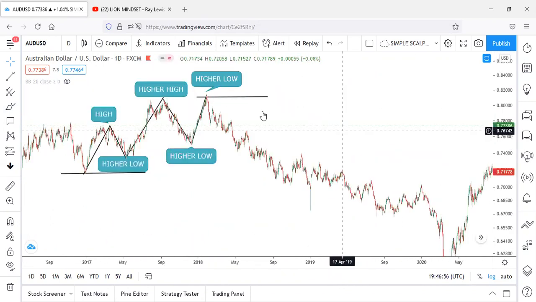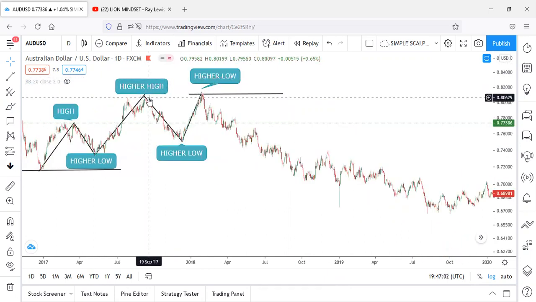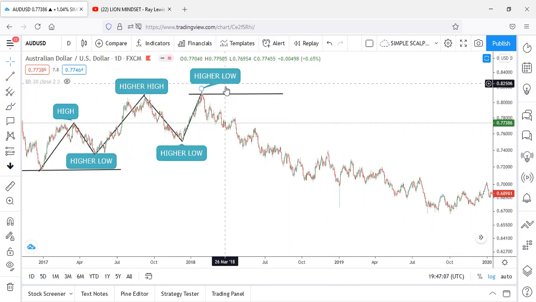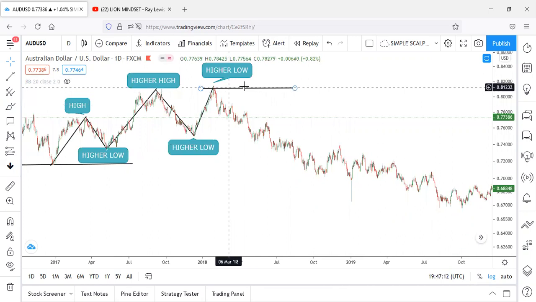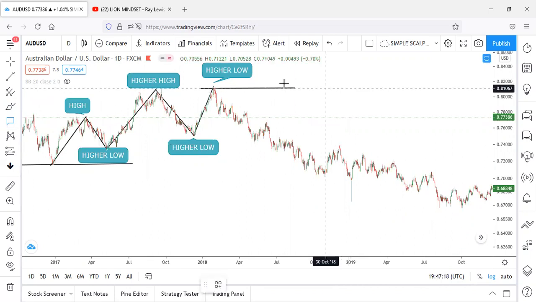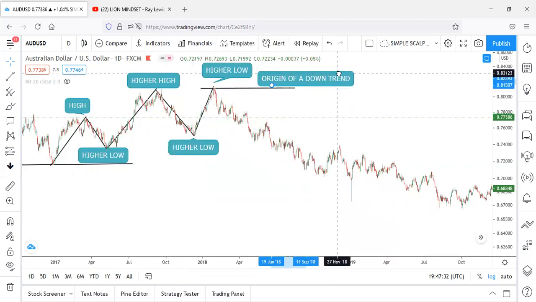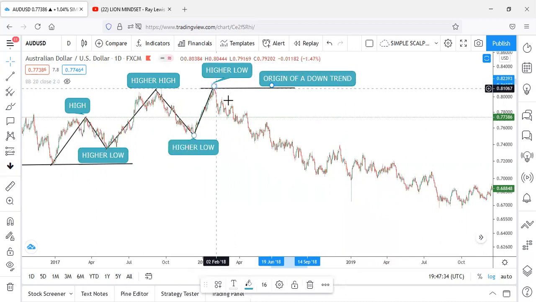Now this high is higher than this one. We are still going to talk about a break of structure. This high is higher than this one, so this one is regarded as a higher low, which is the origin of a downtrend. This area is the origin of a downtrend.